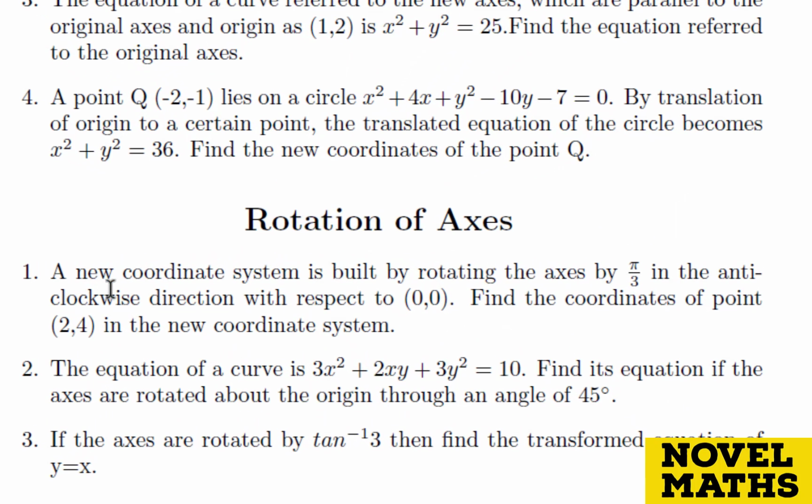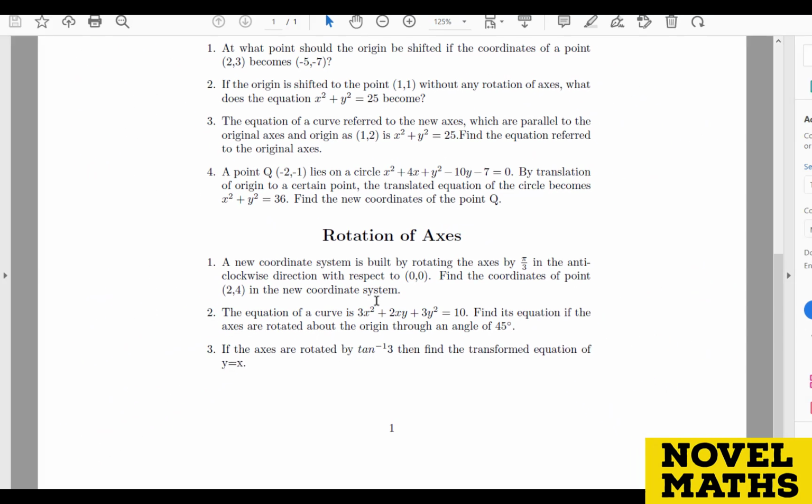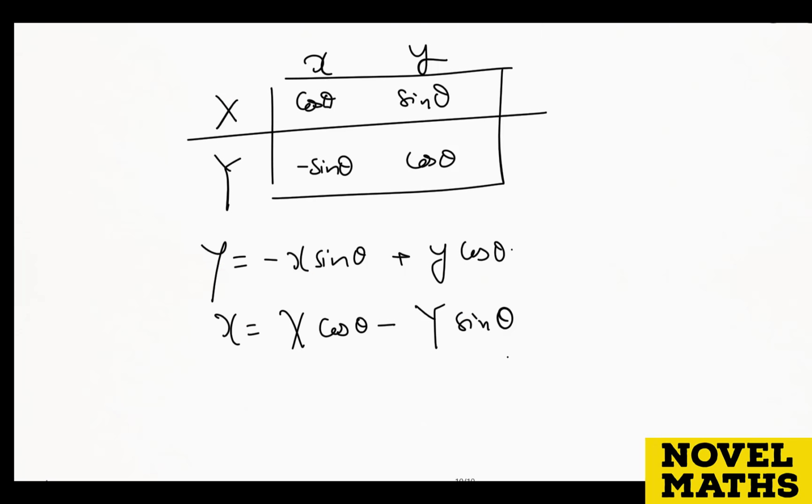Moving to first question: a new coordinate system is built by rotating the axis by pi over 3, 60 degrees, in anti-clockwise direction with respect to 0, 0, the origin of the default coordinate system. Find the coordinate of point (2, 4) in the new coordinate system. So this is just application of this formula, right?